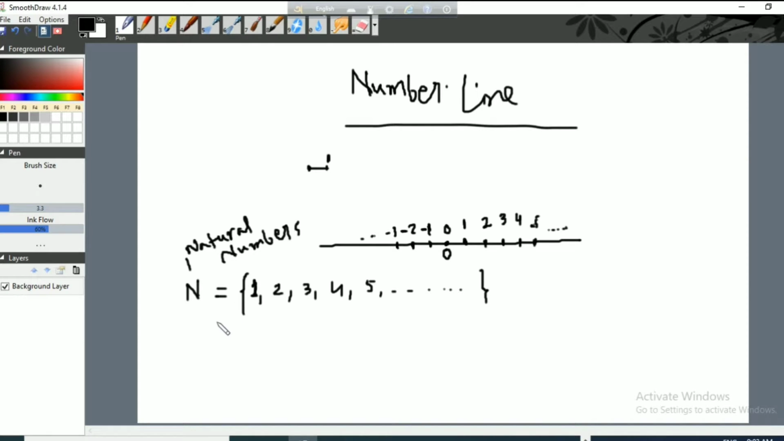Then if we take 0 also, 0, 1, 2, 3, 4, 5, all the positive whole numbers and also 0, this set is called the set of whole numbers. So in the set of whole numbers you get all from 0 to 1, 2, 3 up to infinity. So these are whole numbers and denoted by Z.